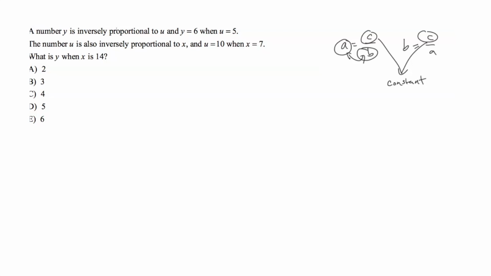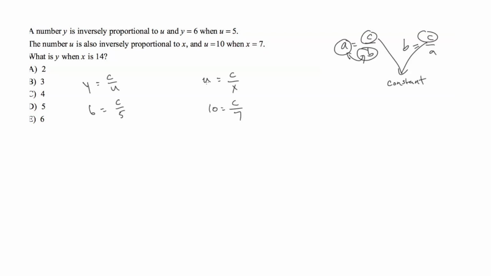We have a number y is inversely proportional to u. So we have y is equal to some constant c divided by u. And if we plug those numbers in, we have 6 is equal to c over 5. Now we also have the number u is inversely proportional to x. So u is equal to some constant c divided by x. U is 10, and x is equal to 7.